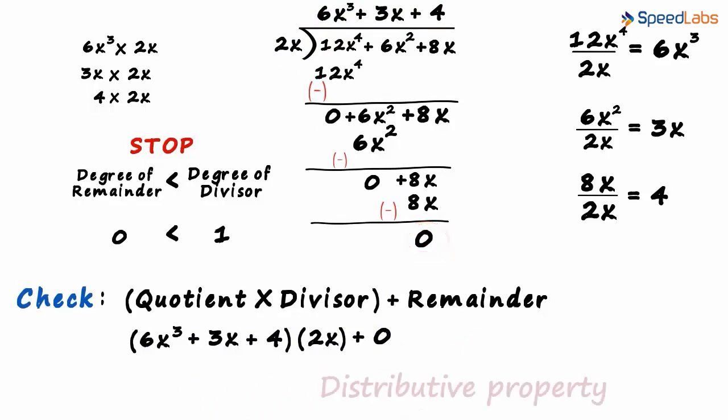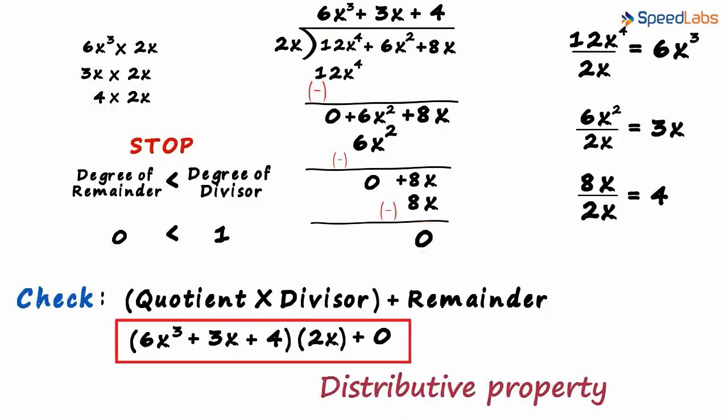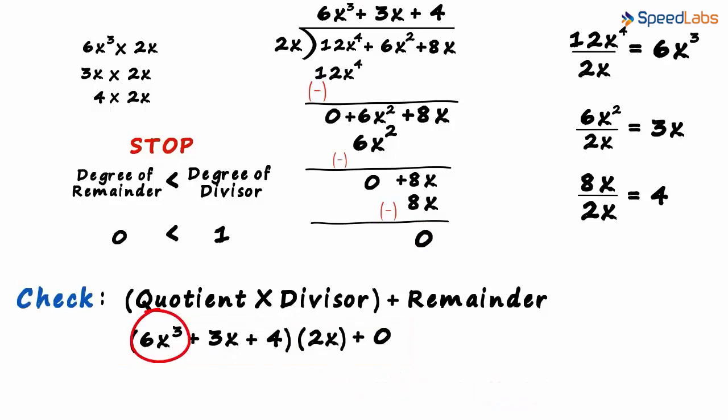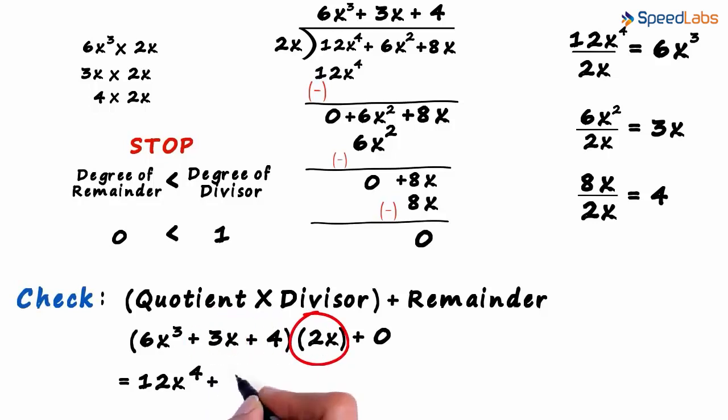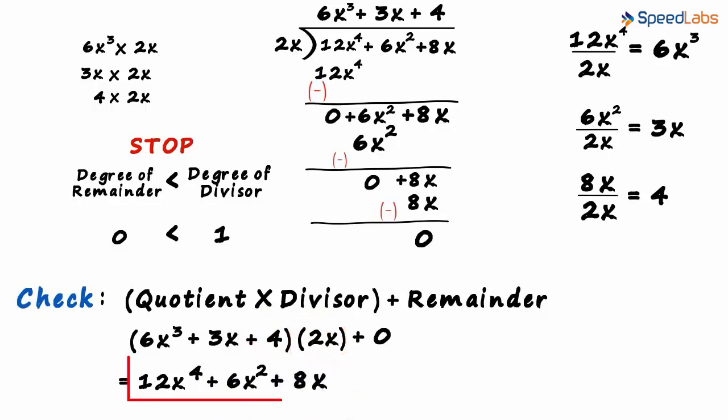We use the distributive property to solve this. 6x cubed multiplied by 2x is 12x raised to 4. 3x multiplied by 2x is 6x squared. And 4 multiplied by 2x is 8x. Is this expression equal to our dividend? Yes, which means that our answer is correct.